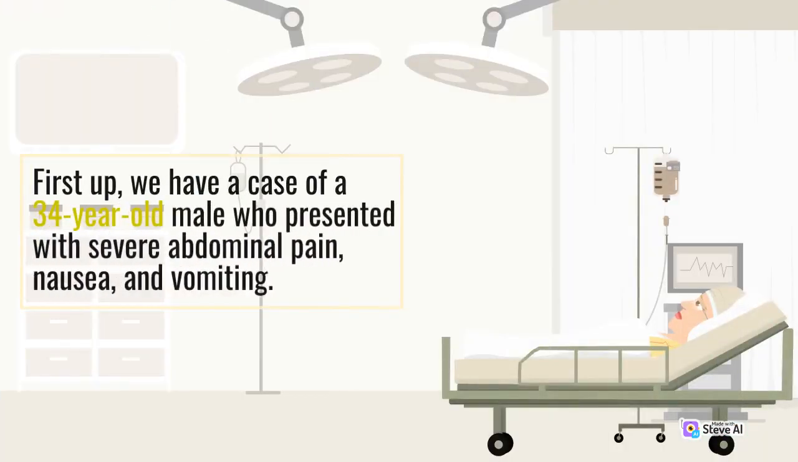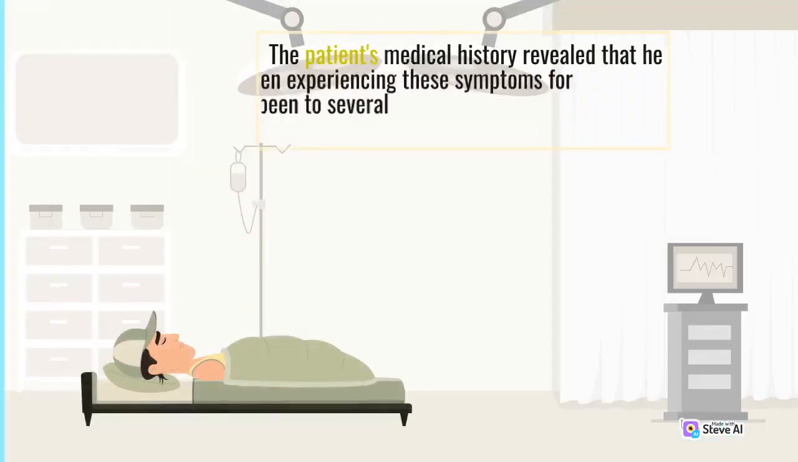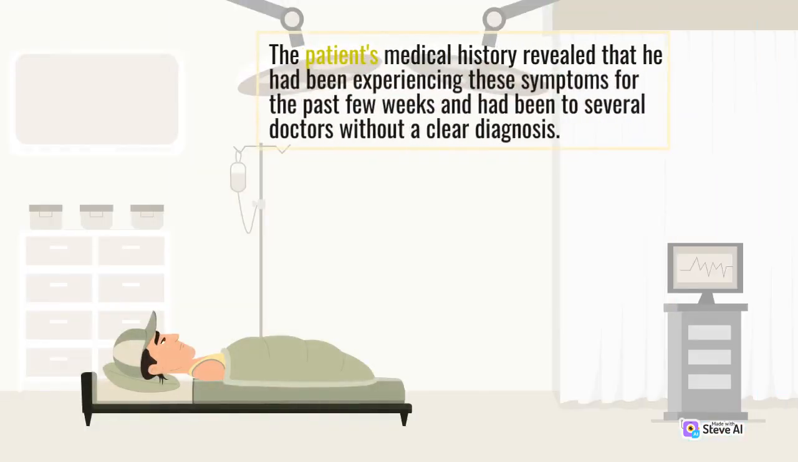First up, we have a case of a 34-year-old male who presented with severe abdominal pain, nausea, and vomiting. The patient's medical history revealed that he had been experiencing these symptoms for the past few weeks and had been to several doctors without a clear diagnosis.